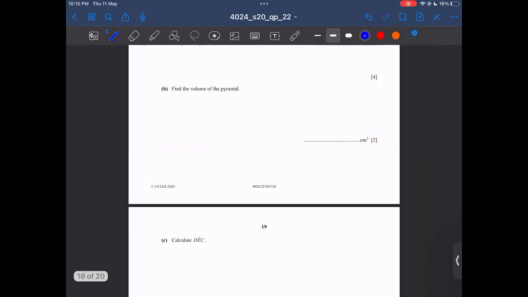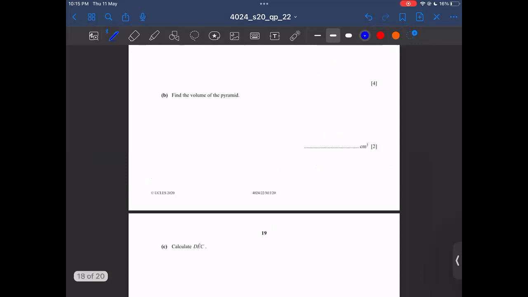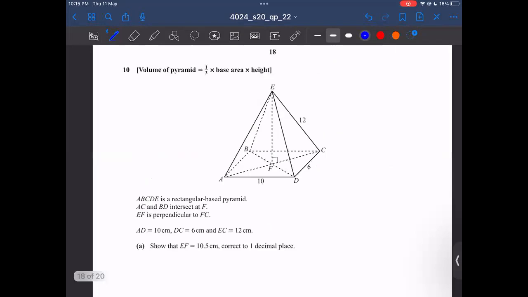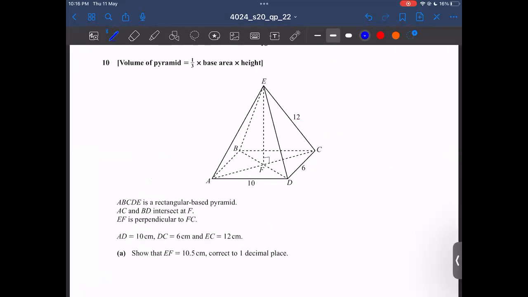Now we have the second last question, that is the 10th question. The 10th question says show that EF is equal to 10.5. We have this pyramid. We have the volume of the pyramid written over here. AD is 10. EC is 12. DC is 6. They have already said a few things over here. They are asking for this height of the pyramid, correct to one decimal place, which should be equal to 10.5.